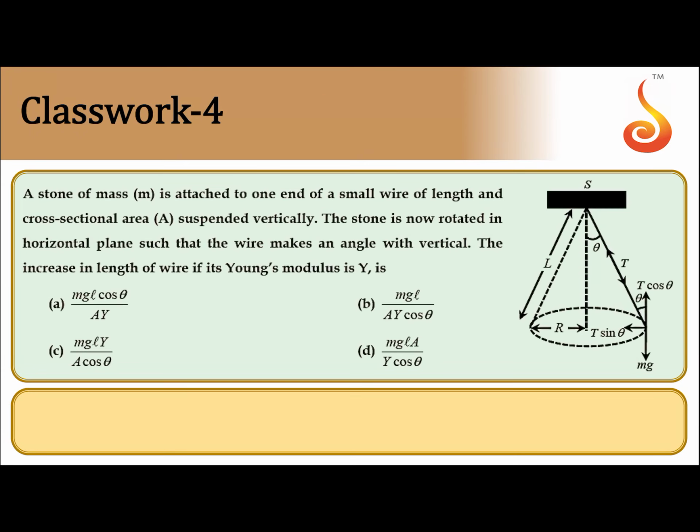Example 4. A stone of mass M is attached to one end of a small wire of length L and cross-sectional area A, suspended vertically. The stone is now rotated in a horizontal plane such that the wire makes an angle theta with the vertical. The increase in length of the wire, if its Young's modulus is Y, is?